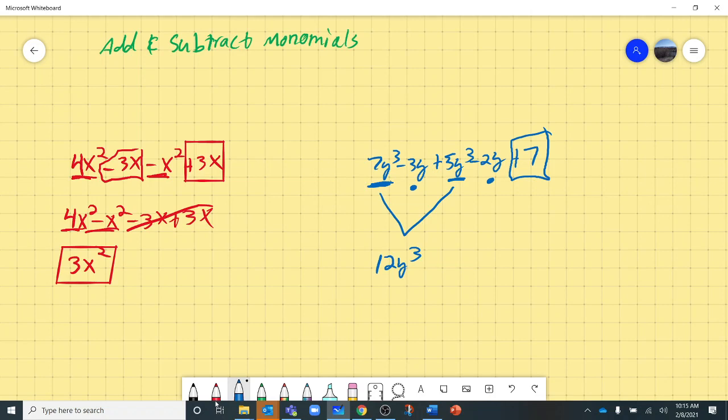Then I have a negative 3y and a negative 2y. Negative 3y minus 2y, that's negative 5y. And then I just have that plus 7 left. And it's already in standard form. We do want to always write it in standard form. The y to the third power is my highest degree, so it goes first. Y to the first degree would be second, and my 0th degree, that 7, would go last. And that's it for that one.